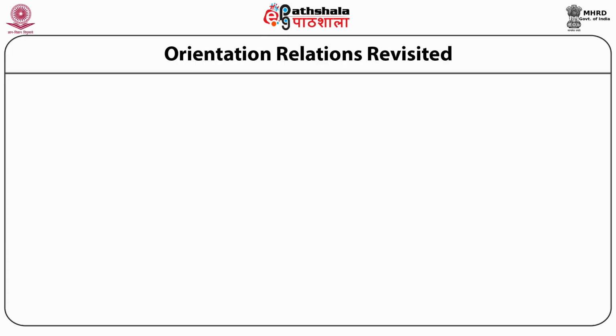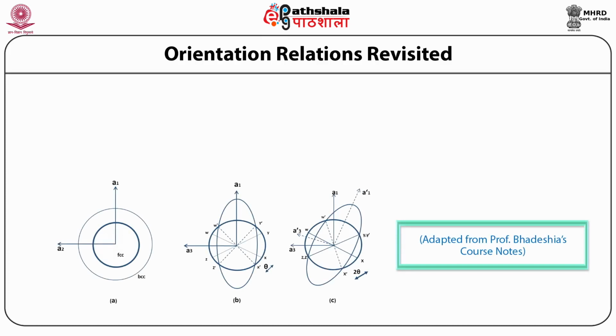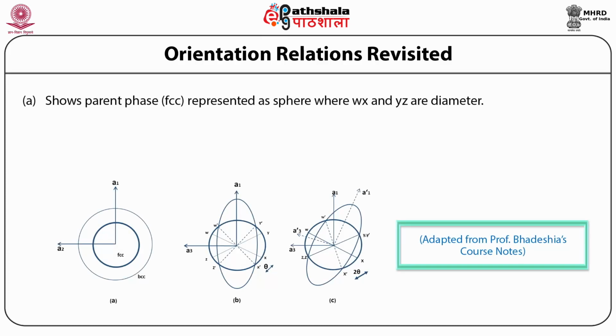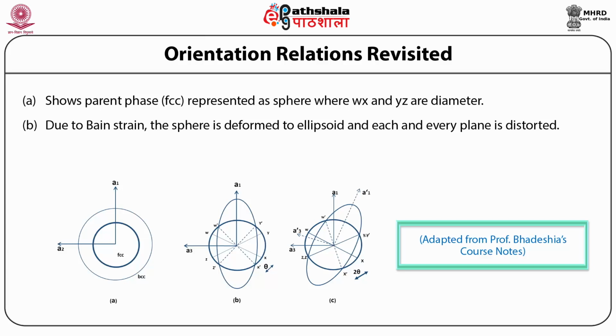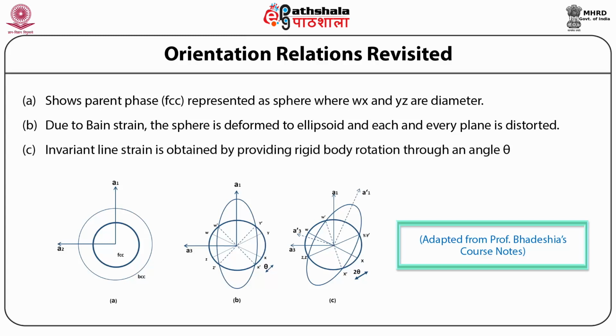Orientation relations revisited. Now students, part A of this figure shows the FCC parent phase, which is represented as the sphere where WX and YZ are the diameters. The B part of the figure shows that the Bain strain results in the ellipsoid and each and every plane is distorted. Figure C shows that the invariant line strain is obtained by providing rigid body rotation through an angle theta.